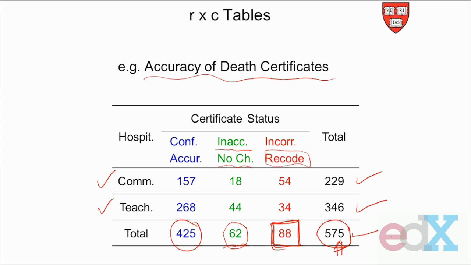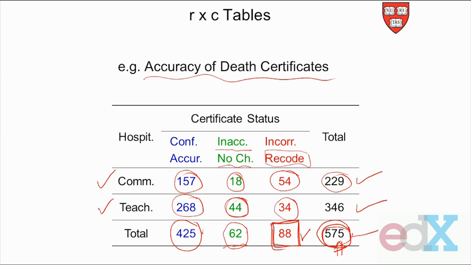Now, the null hypothesis is that it doesn't matter. The row classification is independent of the column classification. That means, remember we said this was 229 over 575, roughly a third. So take these 88: roughly a third of them should go up here and 2/3 of them should come down here. Take these 62, roughly a third should be up there and 2/3 should be here. And take these 425, roughly a third should be up there and 2/3 should be down here. That's what we would expect to see.